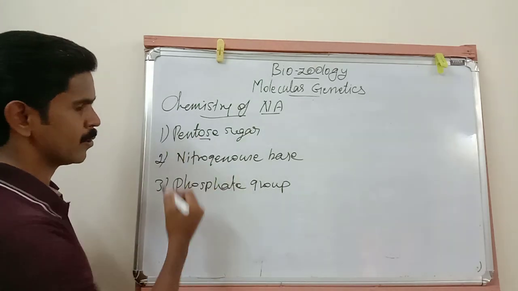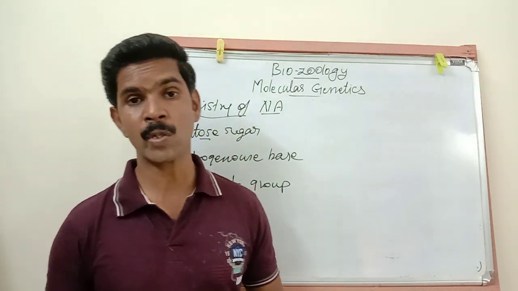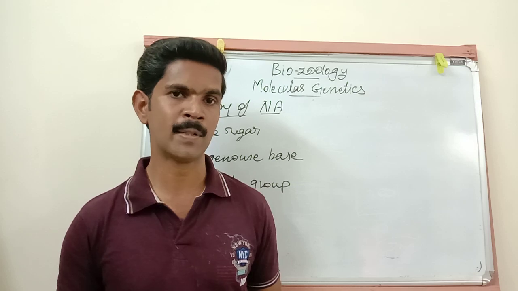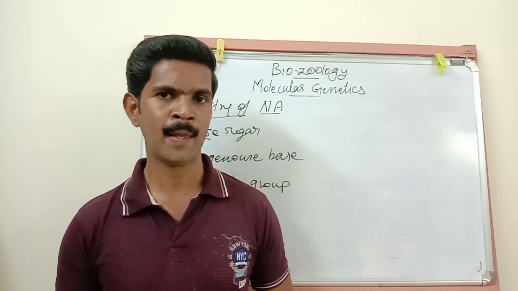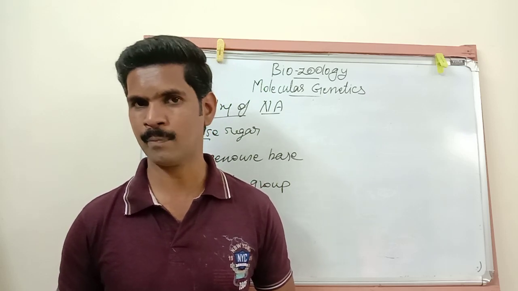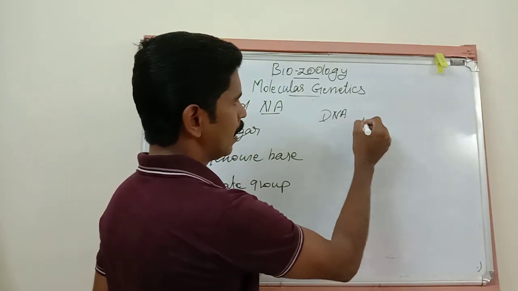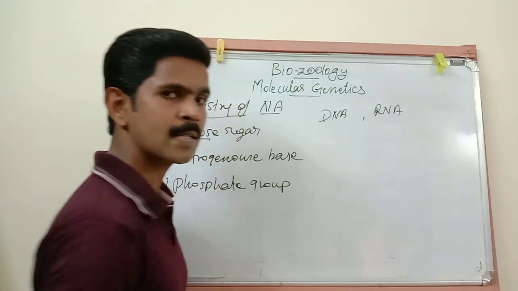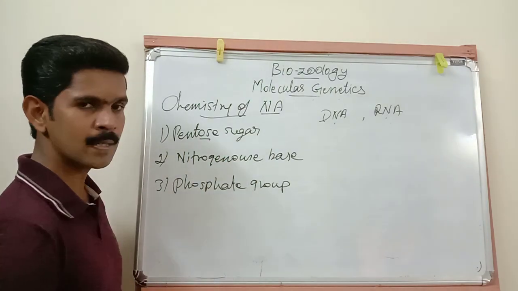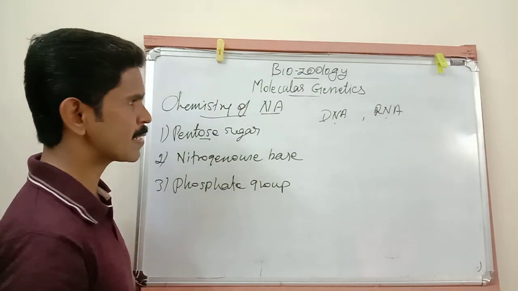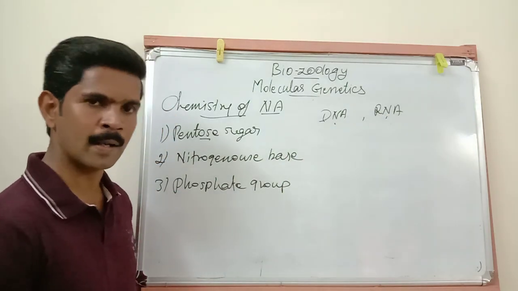First I will explain about the pentose sugar. Pentose sugar is present in all the nucleic materials. Based on the type of pentose sugar present in the nucleic acid, the nucleic acids are classified into 2 types. One is DNA and the second one is RNA. So nucleic acids are classified into 2 types, DNA and RNA.